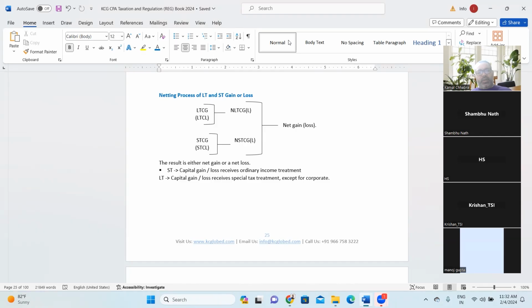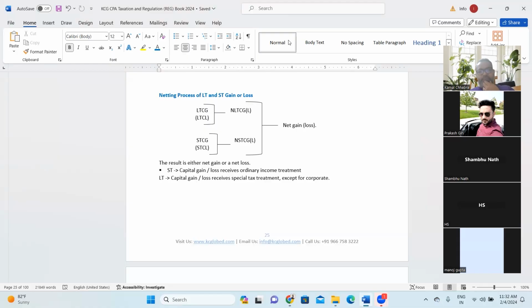Any doubt here on the netting process, or anything you need more clarification on? There is one more step we need to do in the US which we are not exposed to in India: netting off the long-term capital gain or loss against the short-term capital gain or loss after the original netting process. It will give you the net capital gain or loss. It can be short-term or it can be long-term. Clear, or any doubt here?